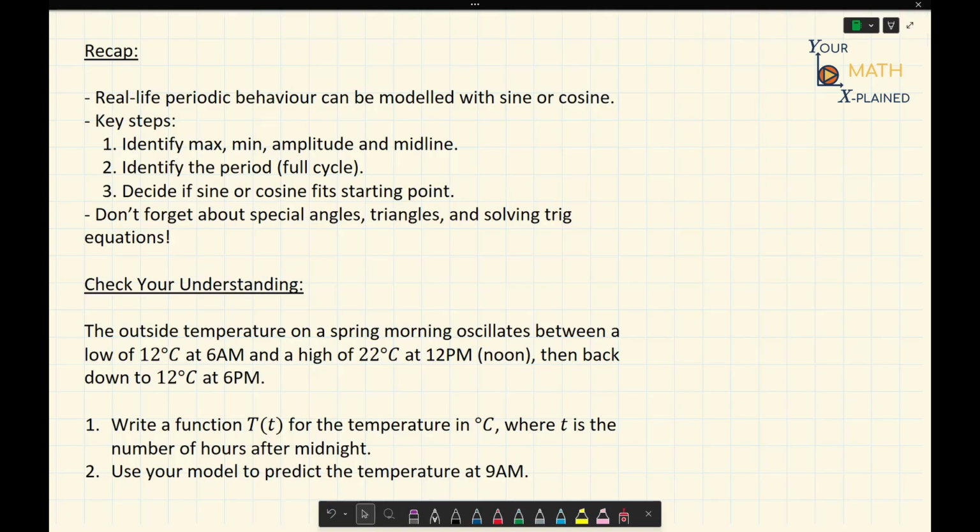And now it is your turn to give this a try. Can you come up with the function T of t to model this situation here, and then use it to predict the temperature at 9 a.m.?